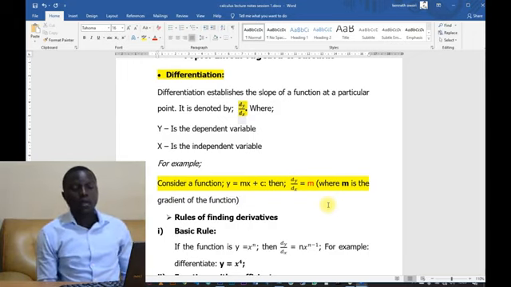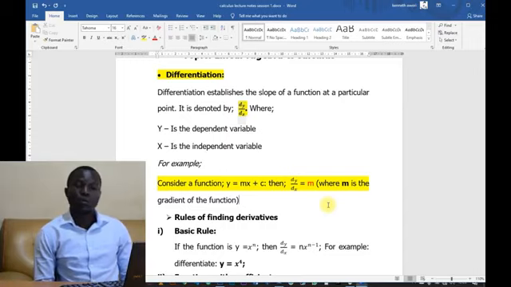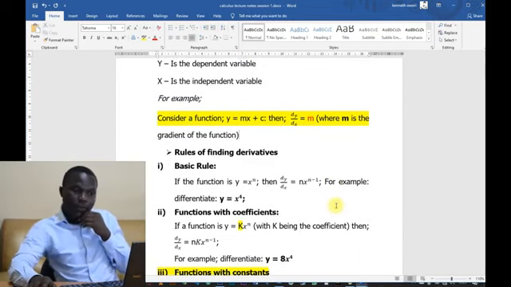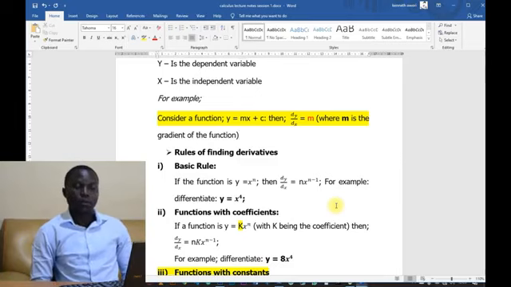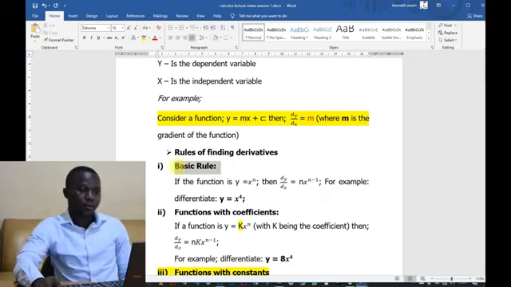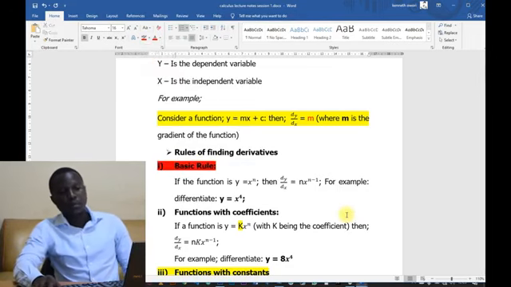So before we start looking at practical questions, we are going to try and go through the rules that we can follow to understand best how we can differentiate functions, or how we can differentiate the variables that we are given. So we have about 6 to 7 rules that we can dwell on for us to understand how we can differentiate an expression. So the first rule is the basic rule.